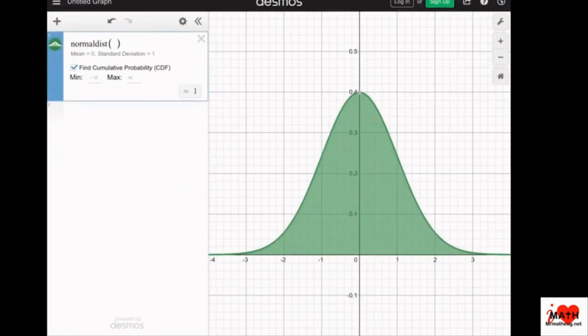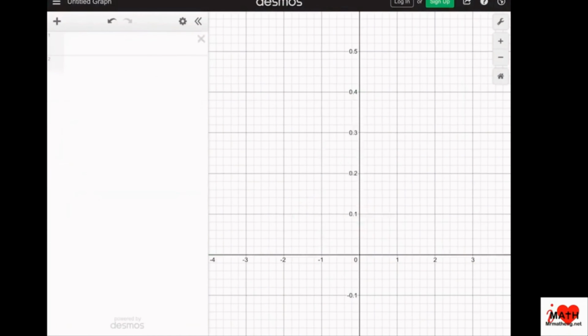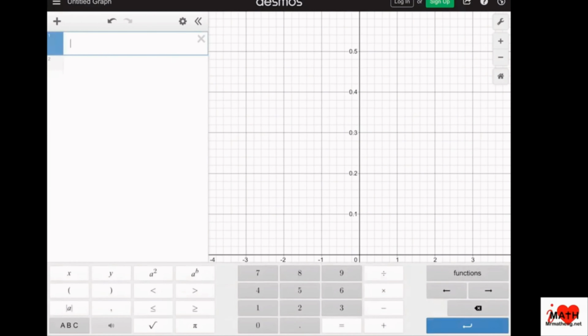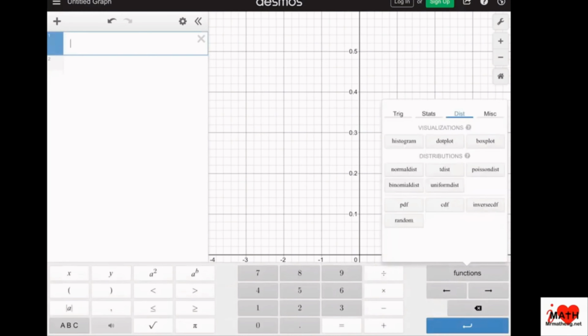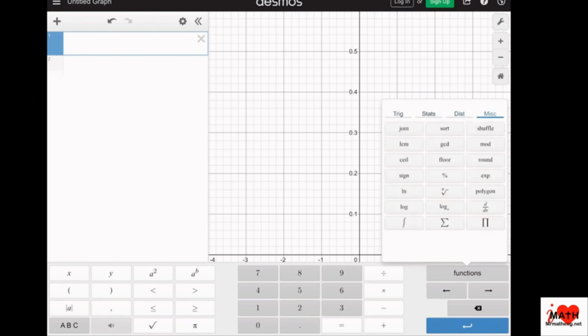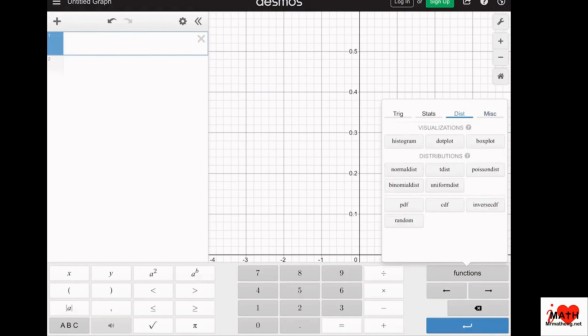So there's my Desmos app. Okay, so you're gonna click on the box. You're gonna click functions in the bottom right. And then you have a bunch of menus: trig, stats, distributions, and miscellaneous. You can go to distribution, dist, D-I-S-T, and you want to click on, there's two of them, the normal dist or distribution, so you can click on that.